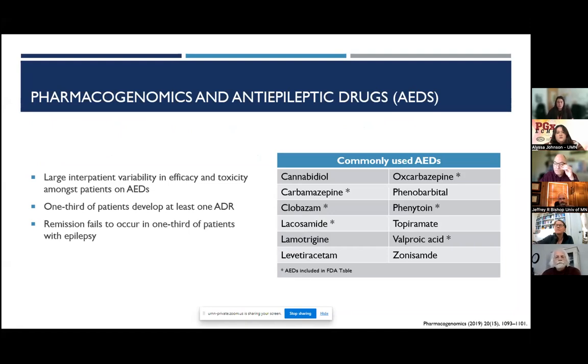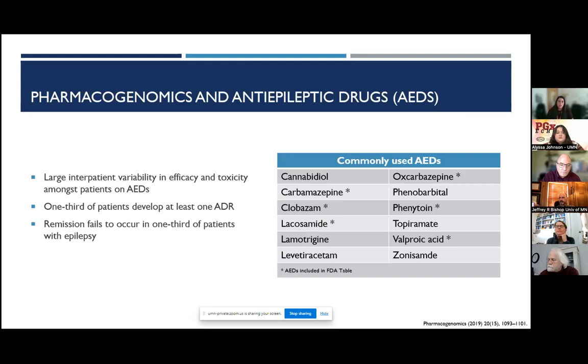So to start off, in general, I think we all know that treating epilepsy can tend to be a difficult situation. We have several different drugs available to us, but unfortunately, a lot of the time patients have adverse effects to these medications. At least one third of patients develop at least one ADR from any of the anti-epileptics that they take. In addition, treatment-resistant epilepsy often occurs as well in one third of patients. So they take many different medications, but remission does not always come easy.